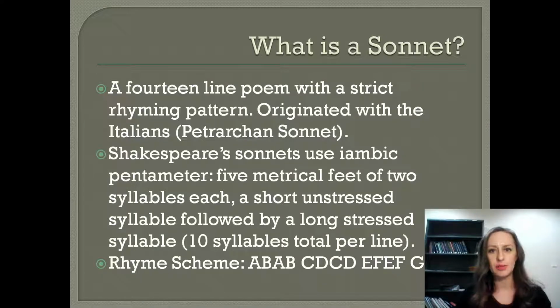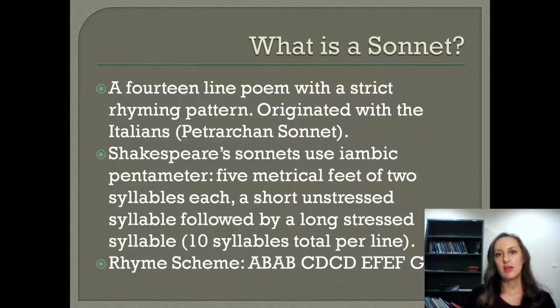Okay, first things first, the basics. What is a sonnet? A sonnet is a highly structured, rule-following type of formal poem. There's always 14 lines, and there's a strict rhyming pattern. The rhyming pattern will change based on which type of sonnet it is. The sonnet originated with the Italians, so there's the Petrarchan sonnet, but then the English take it up, and Shakespeare developed his own rhyming scheme. His rhyming scheme is known as the Shakespearean sonnet.